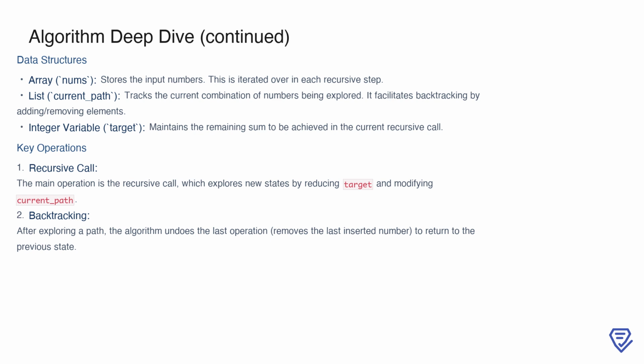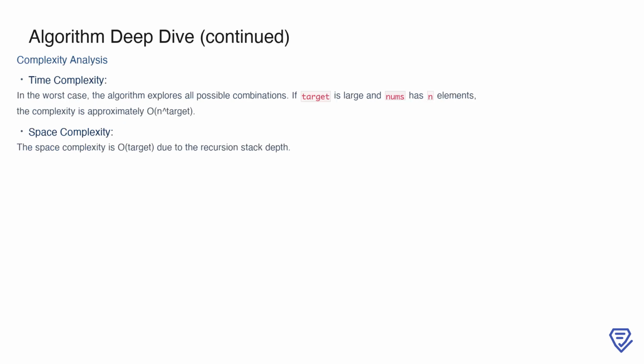The key operations in this algorithm are the recursive calls and the backtracking steps. The recursive call explores new states by reducing the target and updating the current_path. Once a path has been fully explored, backtracking undoes the last operation, restoring the previous state and allowing the algorithm to explore other possibilities.